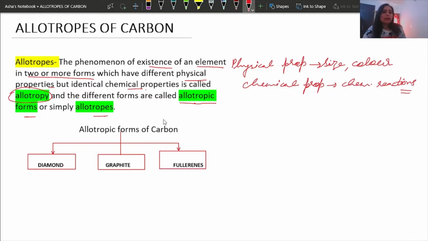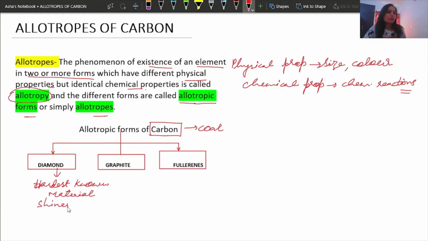Now, here the element is carbon. Carbon is the element and it occurs in various forms. The most common example is coal also here. Coal, diamond, graphite and fullerenes. Now, you all have seen diamond. Diamond is the hardest known material. You know that it is very hard. Another property, it shines.